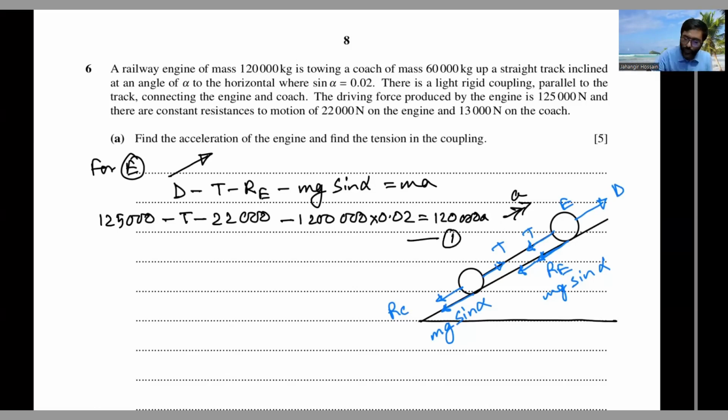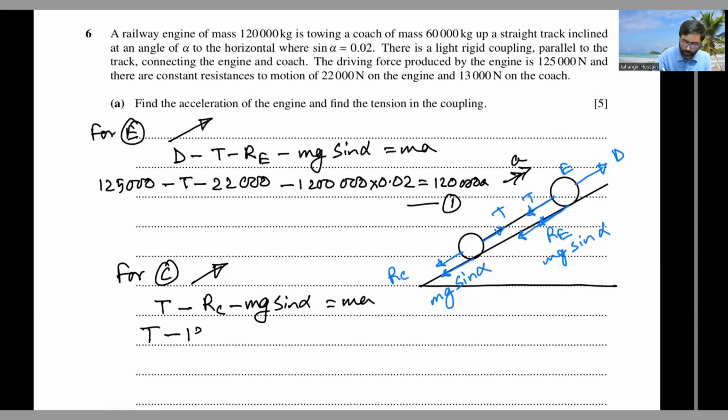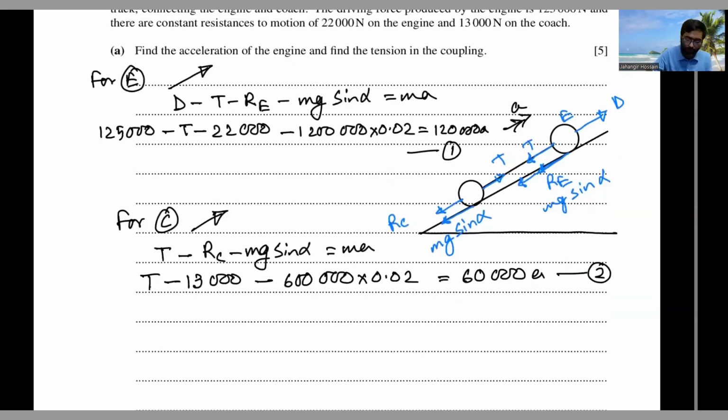This is equation 1. And for the carriage, it is also moving up the slope. If you apply Newton's second law, T minus RC minus mg sin alpha equals ma, where T is unknown. RC is 13,000 minus 600,000 sin alpha equal to 60,000 a. That's equation 2.